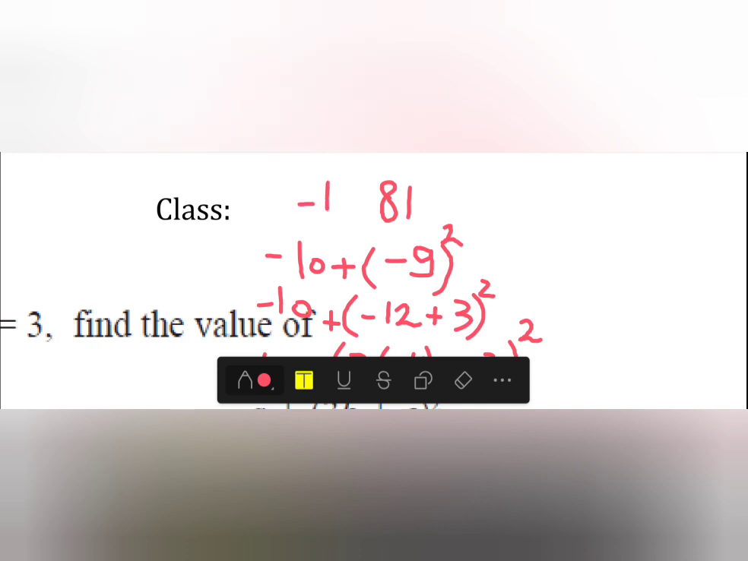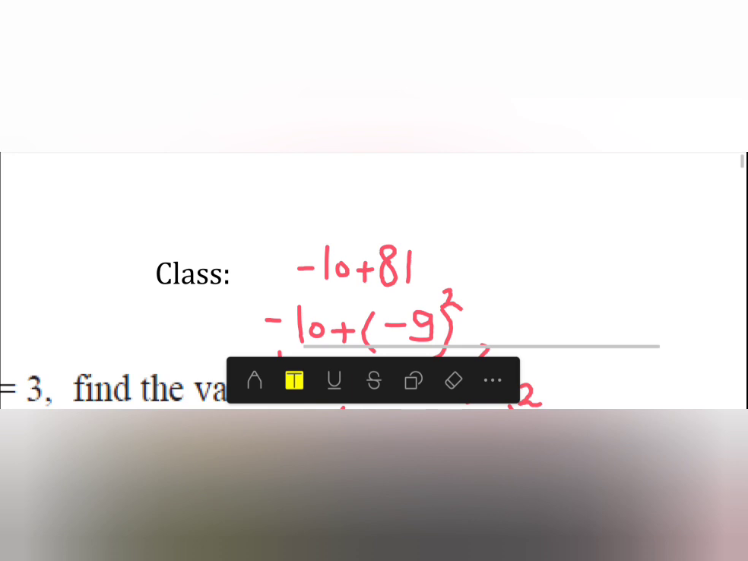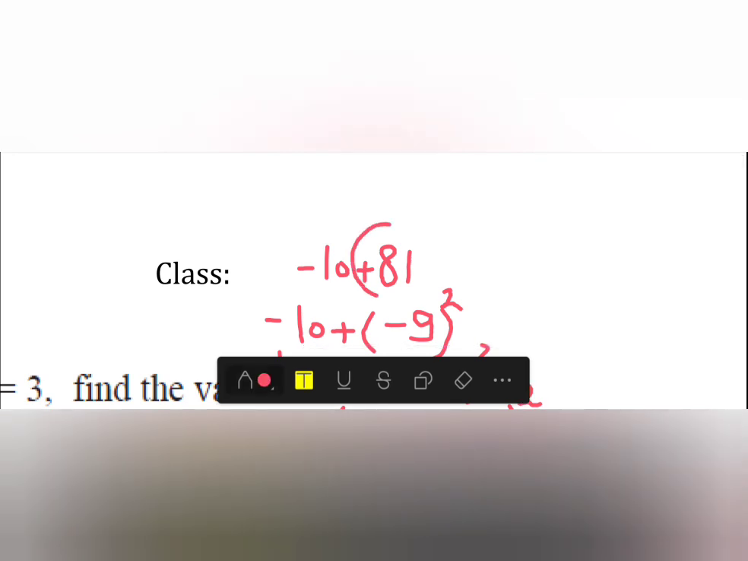So negative 10 plus 81. Now, when you do them together, you're going to take the sign of the bigger number, which is 81. So the answer will be positive. And then subtract 81 and 10 equals 71. And this is the answer of the whole question.